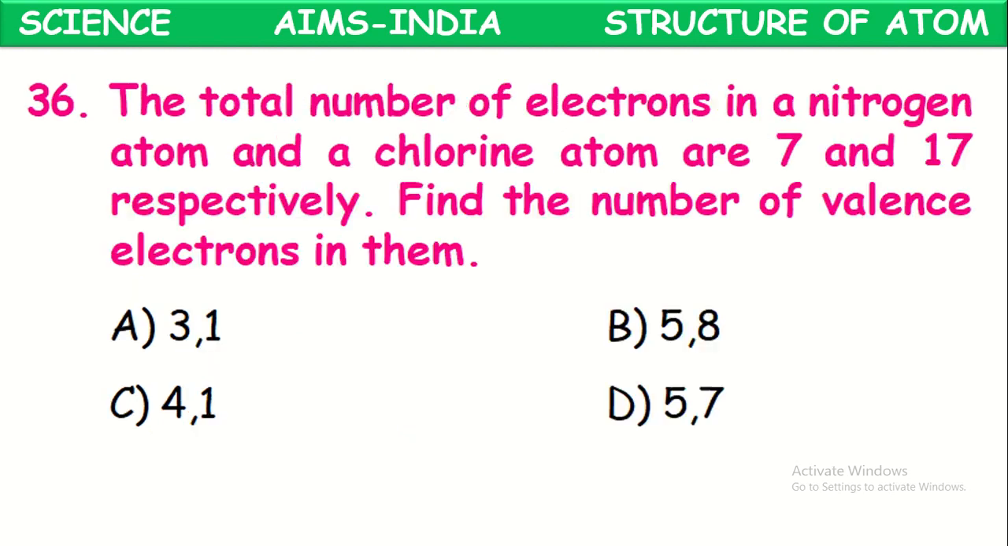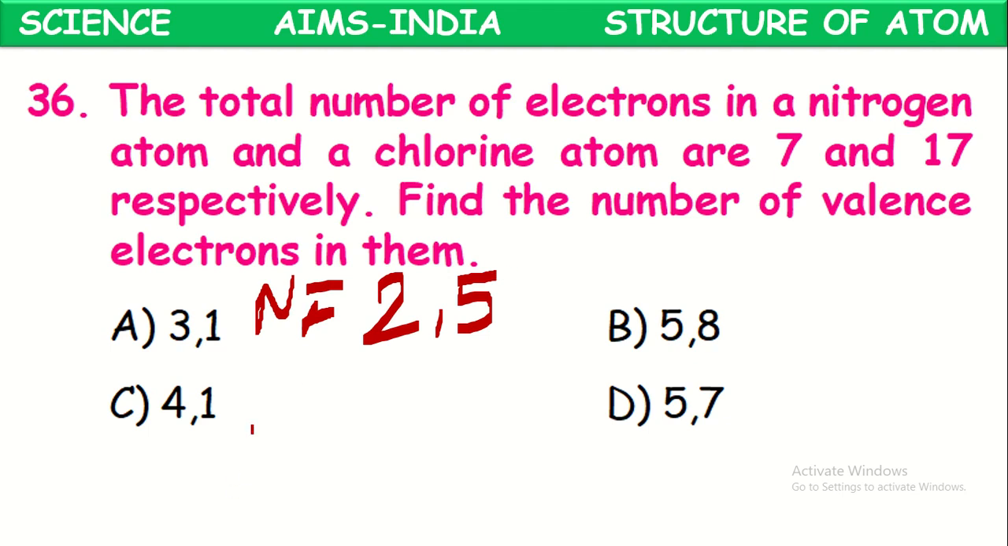Next, the total number of electrons in a nitrogen atom and a chlorine atom are 7 and 17 respectively. Find the number of valence electrons in them. So let us write the configuration first so we can understand. Nitrogen configuration with atomic number 7, what do we get? 2, 5. How many valence electrons are there? 5.